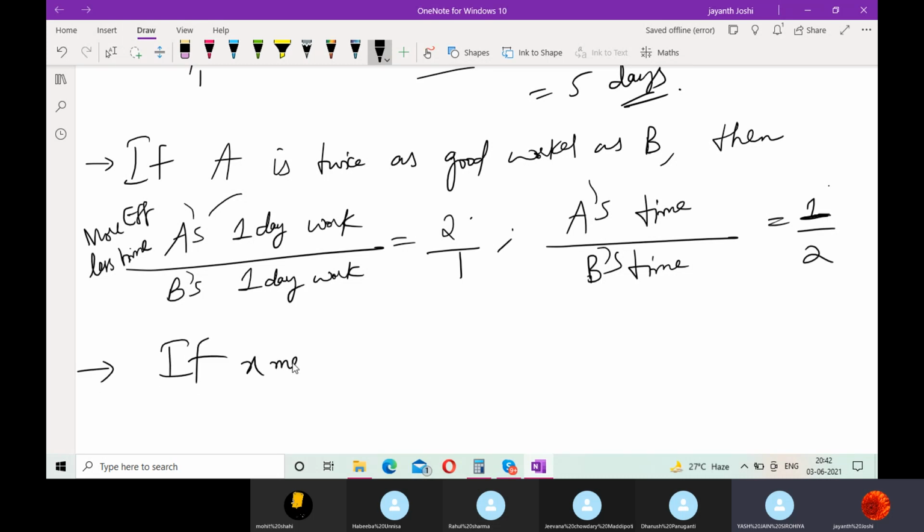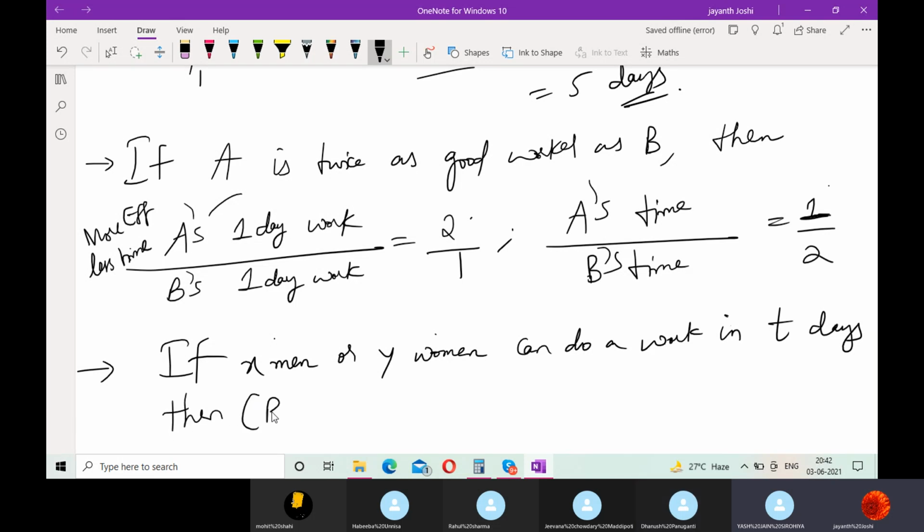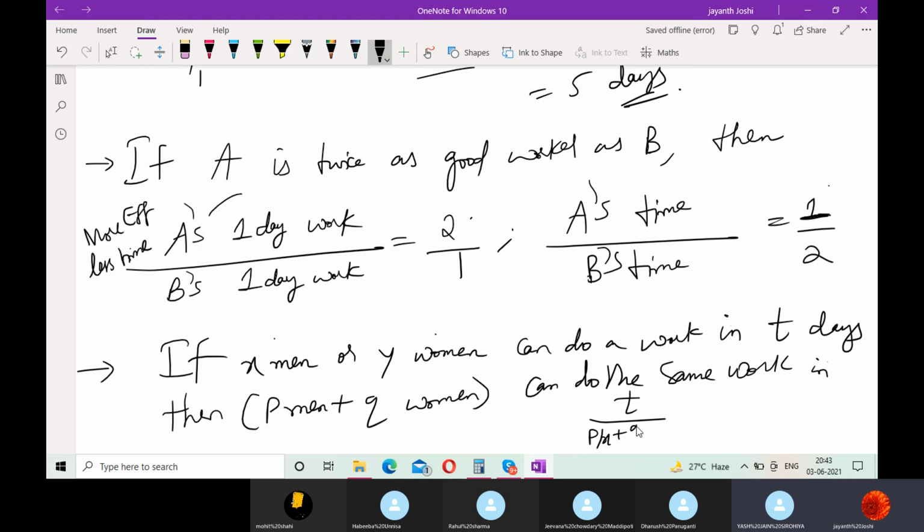If X men or Y women can do a work in T days, then P men plus Q women can do the same work in how many days? T by P by X plus Q by Y days.